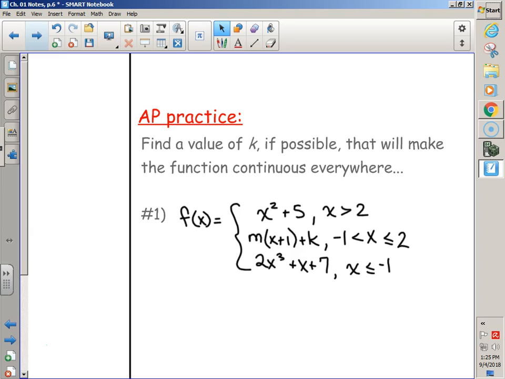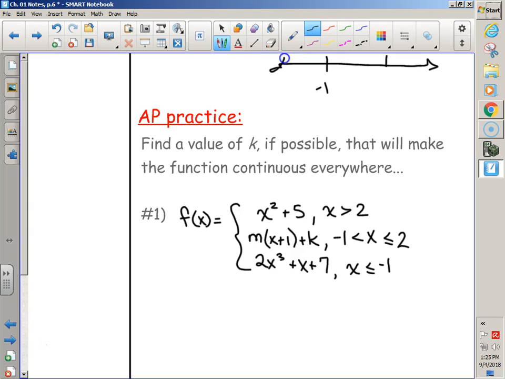Section 1.4, AP practice. What's different about this one? How many pieces does it have? How many separators does it have? 2. Why just 2? So if you were thinking about your number line, the number line's gotten broken into 3 pieces by 2 numbers, right? So I have a branch over here, and a branch right here, and a branch right there.